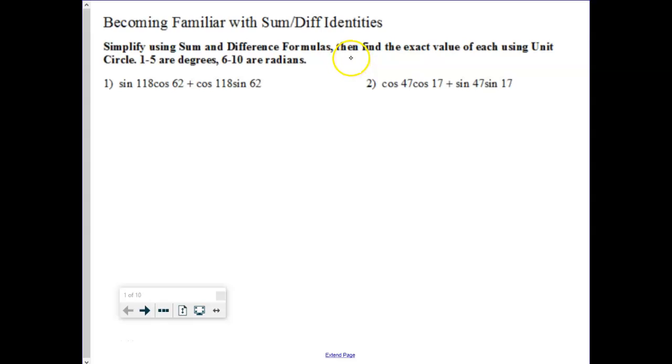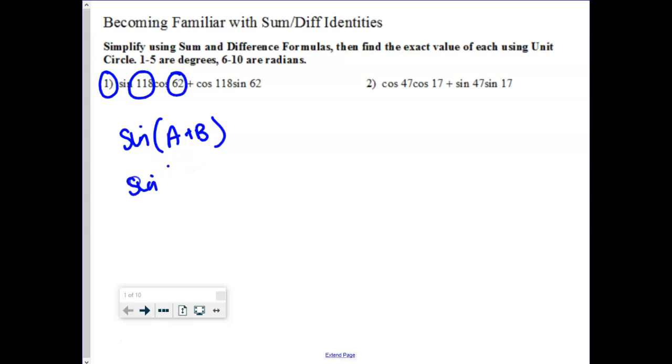All right, so we're looking at our identity sheet. We're looking at our new sum and difference formulas. And number 1 on our warm-up sheet, if we look at the pattern, it goes sine, cosine, cosine, sine. That is the pattern for a sine expansion, or in this case, we're going to condense it. So this is the formula for sine of a plus b, with a and b being actual numbers, so that's nice. So this really is the sine of 118 plus 62.